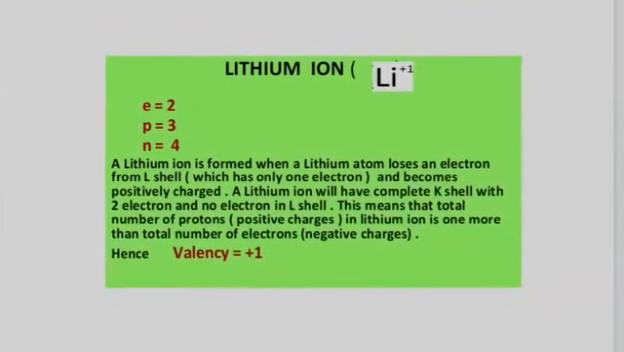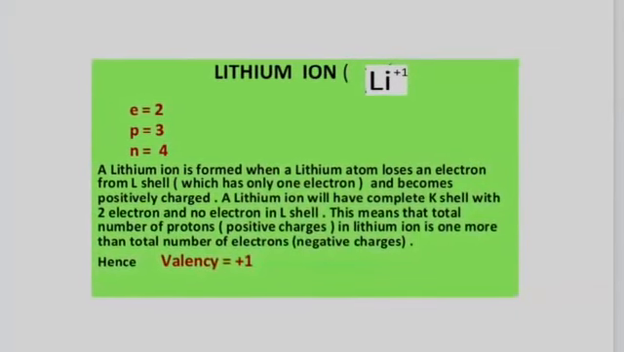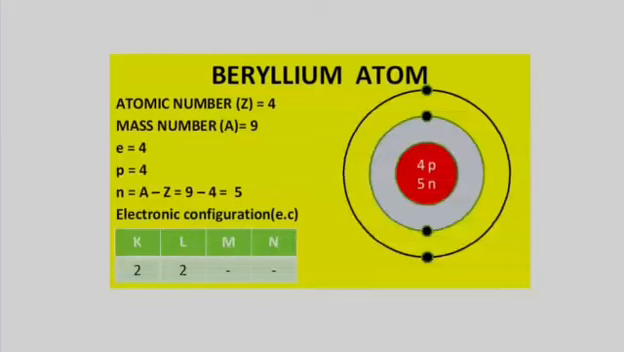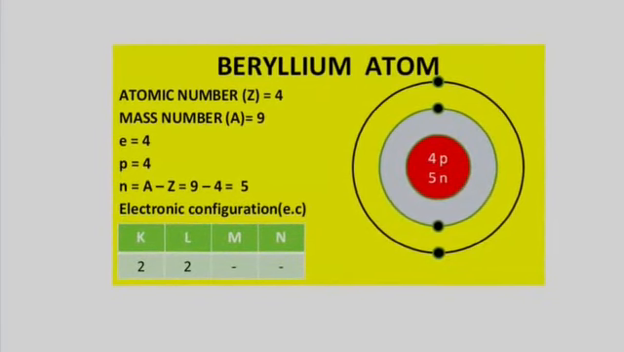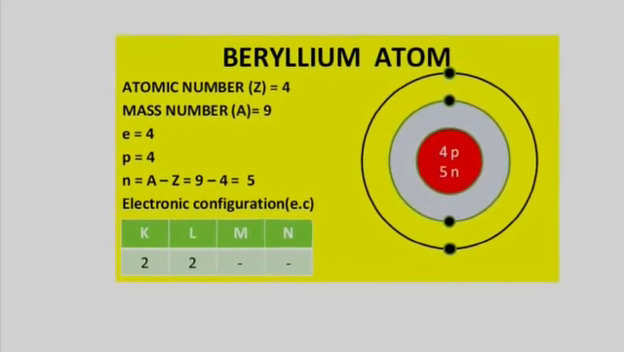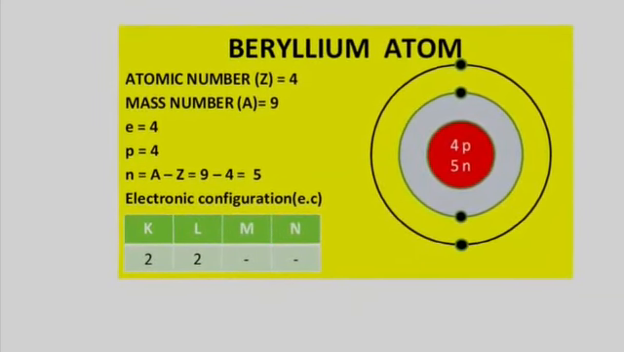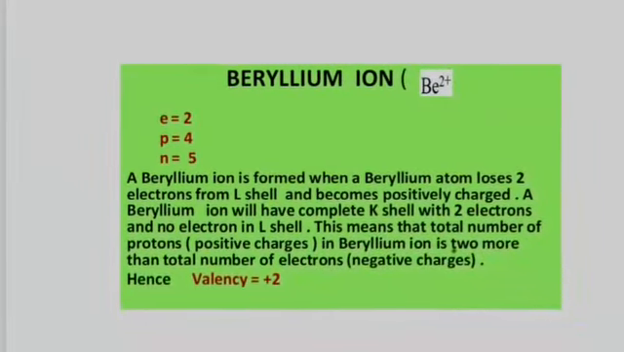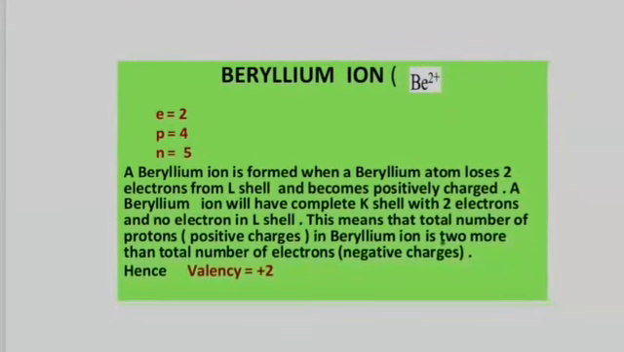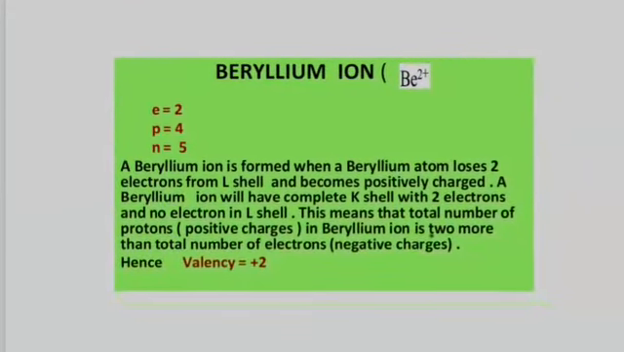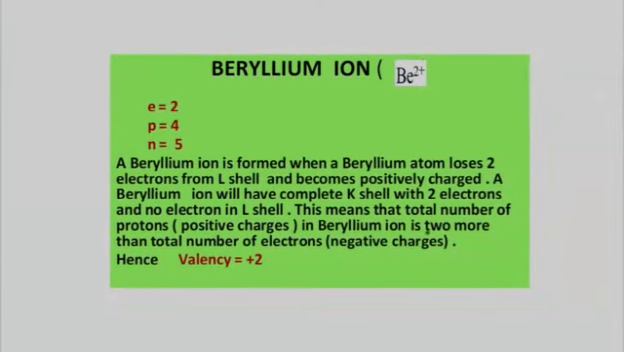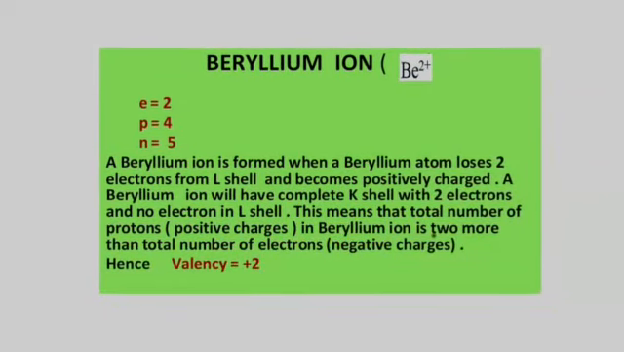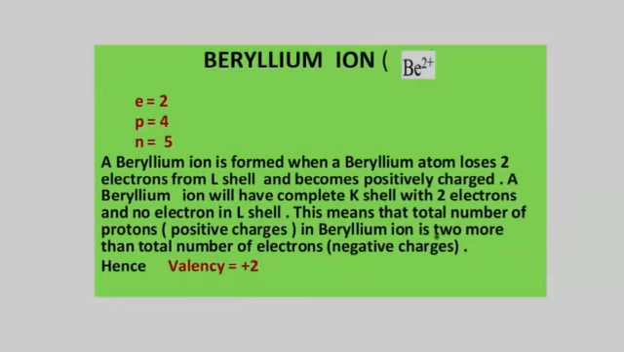This means that the total number of protons or positive charges in the ion is 1 more than the total number of negative charges. Atomic number of beryllium atom is 4. Hence 2 electrons in the K shell to completely fill and 2 in the L shell. Beryllium atom loses 2 electrons from the L shell and becomes positively charged. Complete K shell and no L shell. Total number of positive charges in beryllium ion is 2 more than the total number of negative charges. Hence valency is equal to +2.